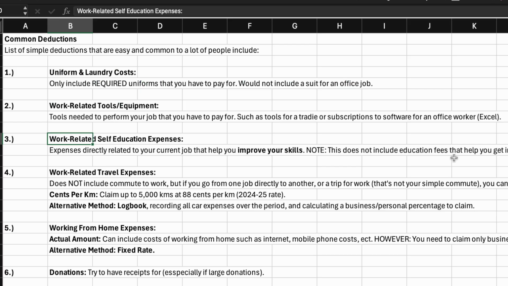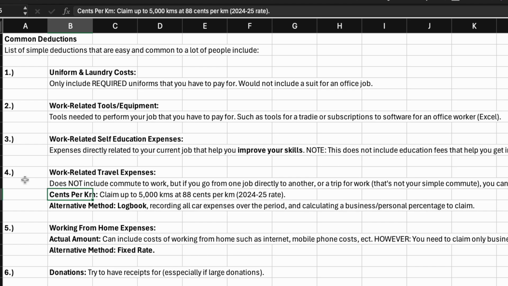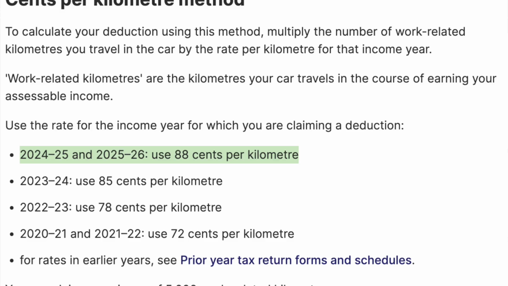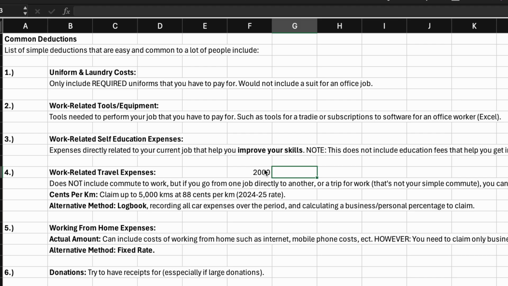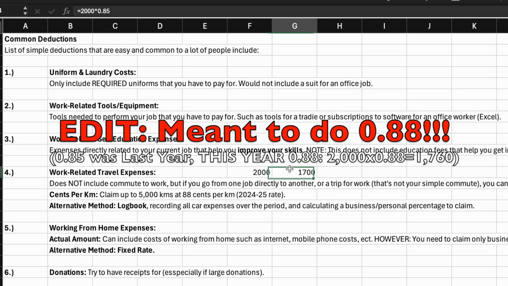Now there's two main methods to claim it. I usually like the cents per kilometer method. It's pretty simple because you just record how many kilometers you traveled. Let's say you had 2,000 work-related travel kilometers. And then you multiply that by the financial year's rate. So in 2024 to 2025, that's 88 cents per kilometer that we can claim. So for 2,000 kilometers at 85 cents, you could have a $1,700 work-related travel expense deduction.